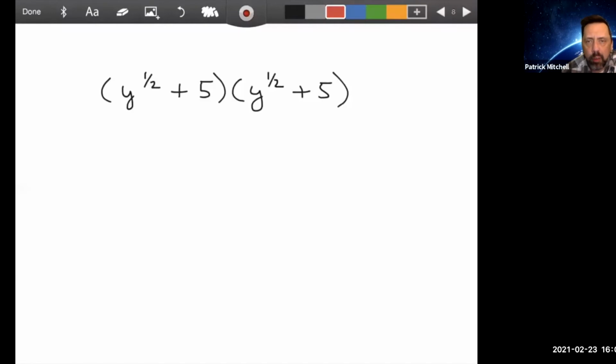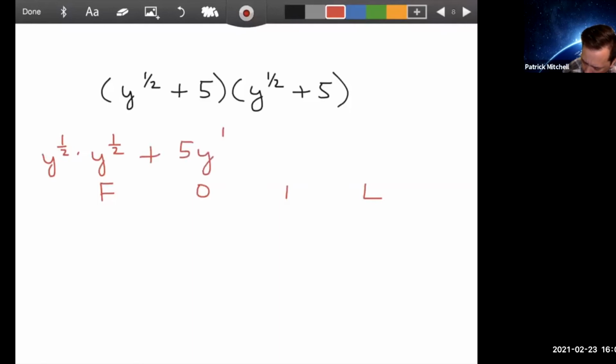So this is just FOIL, right? We can just FOIL this, F-O-I-L. All right, first would be y to the 1/2 times y to the 1/2. Outer would be 5y to the 1/2. Inner would be 5y to the 1/2. And then last would be 5 times 5.